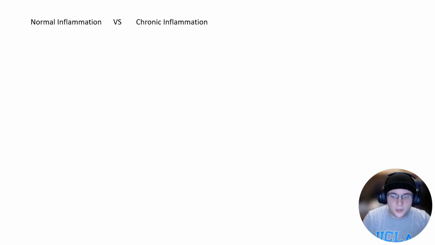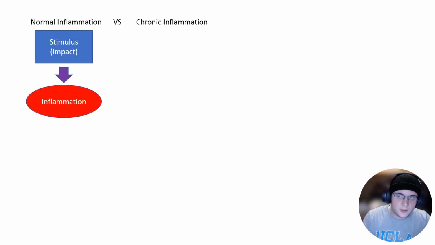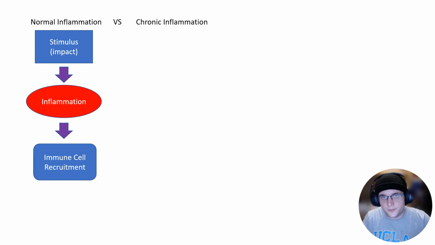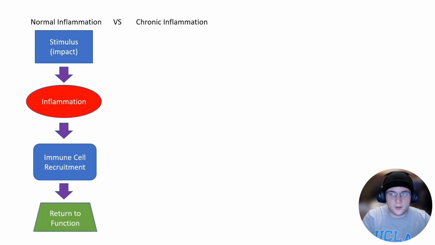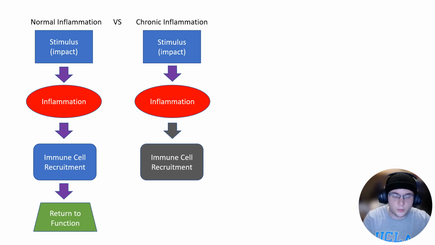Now, we can talk about the specifics of what occurs during a normal immune inflammatory response. What normally occurs is you have a stimulus, such as an impact, which leads to inflammation. This inflammation will lead to immune cell recruitment, which then leads to the return to function. However, in a dysregulated immune environment, such as chronic inflammation, we will have the same stimulus and inflammation, but the immune cell recruitment will not occur.